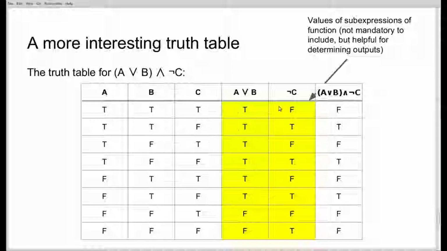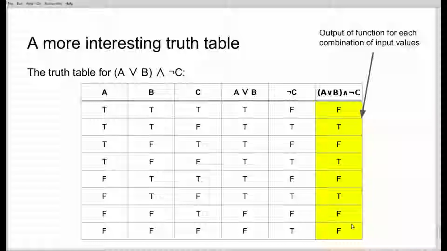Indicating the values of sub-expressions is useful if you're working out a truth table by hand, because it will help you determine what the overall output should be based on the values of the various sub-expressions. And then, as before, the last column in the truth table shows the overall output of the function for each combination of input values.